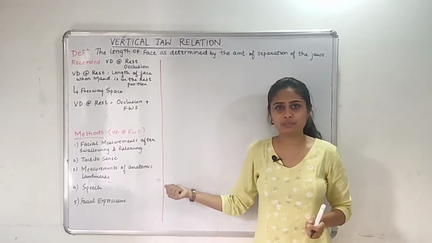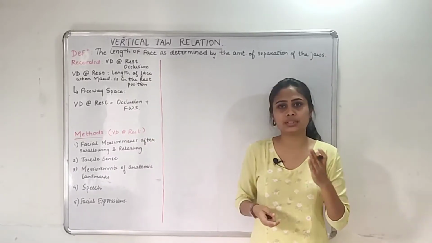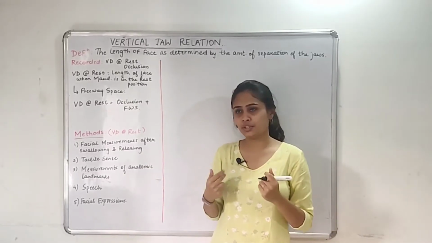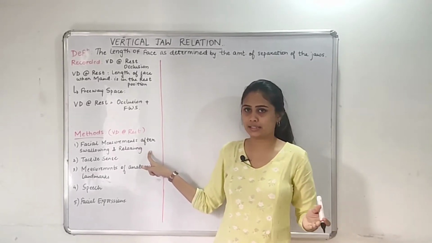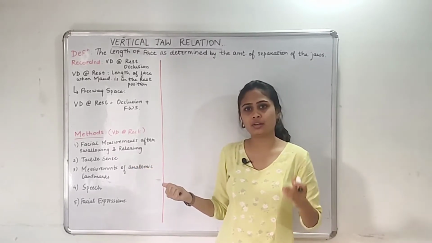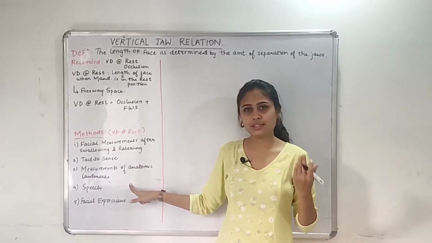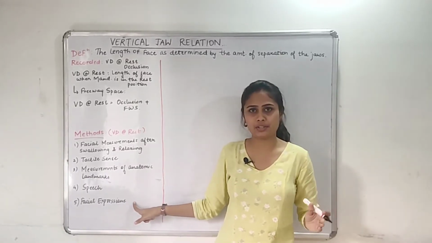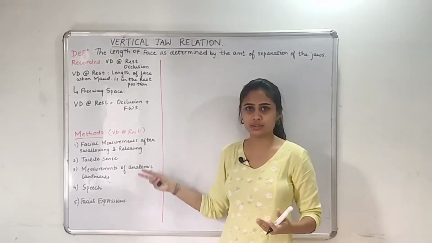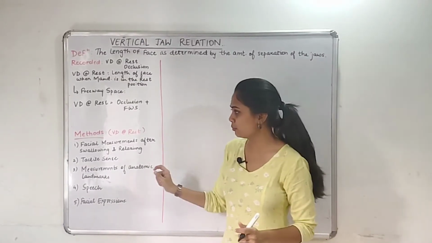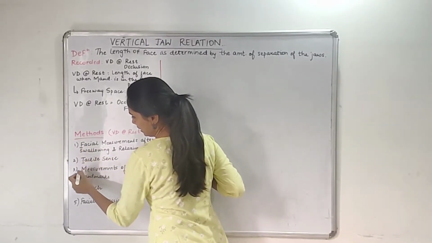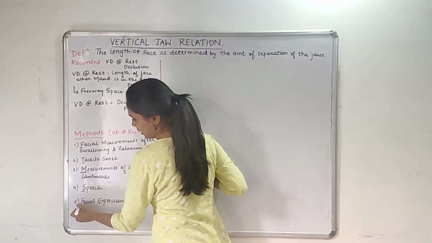So here are the 5 methods with which we can record the vertical dimension at rest. The first one is facial measurements after swallowing and relaxing. The second is the tactile sensation. Third, measurements of the anatomic landmark. Fourth is the speech, and fifth, the facial expression. This might be a little difficult to learn because there are 5 big points, but I have a mnemonic for you. We can just remember F, T, M, S, F.